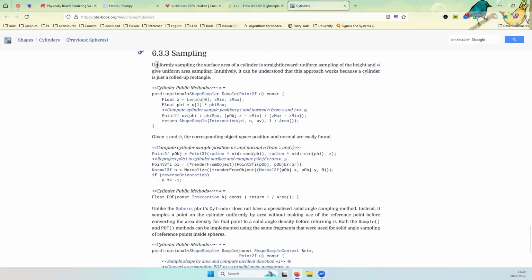Sampling, they really like to say this kind of, this is easy, this is straightforward. I don't like this kind of writing. Uniform sampling the height and phi gives you the uniform area. Yeah, because it's just a row of rectangle. That's much easier than the sphere, at least. So I guess they can say it's straightforward.